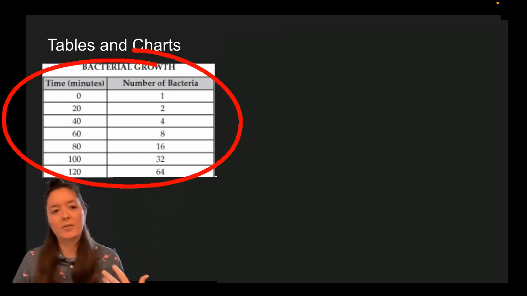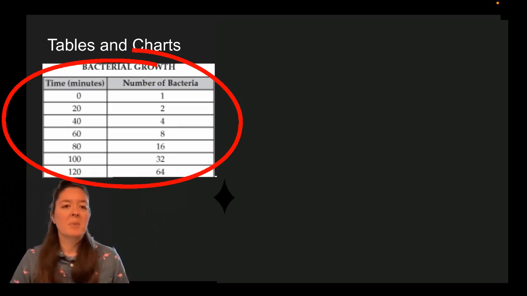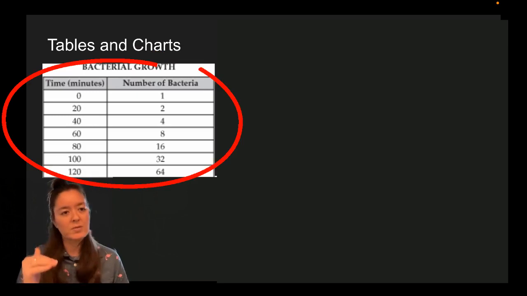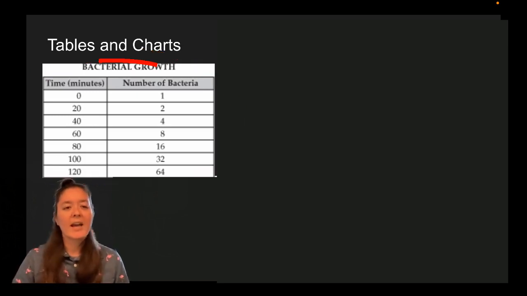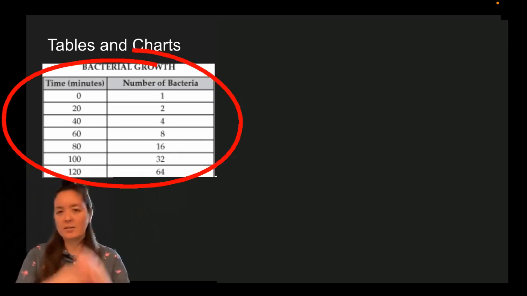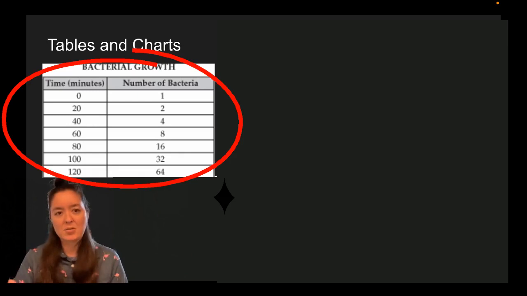Looking here, we have a few different examples. We have a bacterial growth chart. That bacterial growth chart is showing us intervals of time of 20 minutes, and every 20 minutes, how many bacteria are we seeing in whatever it is, like a petri dish or a test tube, in that time frame.